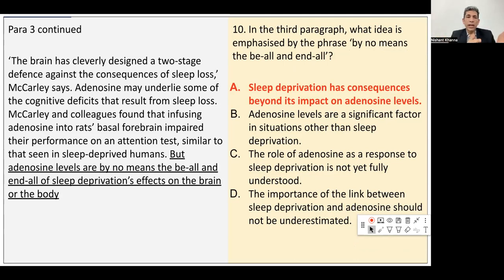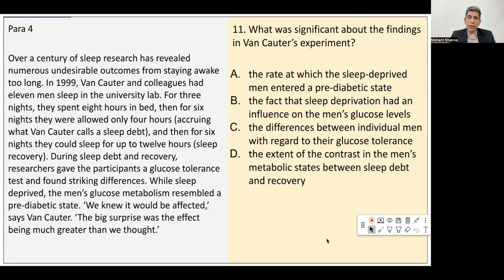So it says it is not the end. I have been talking about this phrase, and this phrase is very self-explanatory. Okay, so now go to question number 11. In question number 11, we are going to talk about what was significant about findings in Van Cauter's experiment. I am not going to help you. I just spoke out the question, pause the video here, find the answer.